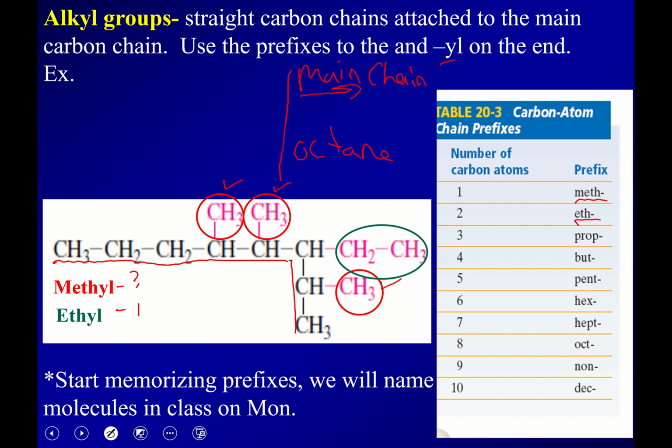So here's what we do. We need to number our main carbon chain. So we could start numbering from one end or the other. Here's the rule. You want to start numbering so that your alkyl groups, your side chains, are at the front of the molecule. Okay, so we want to start numbering here. 1, 2, 3. We're numbering the carbons of our main chain, and that's where we got the octane.